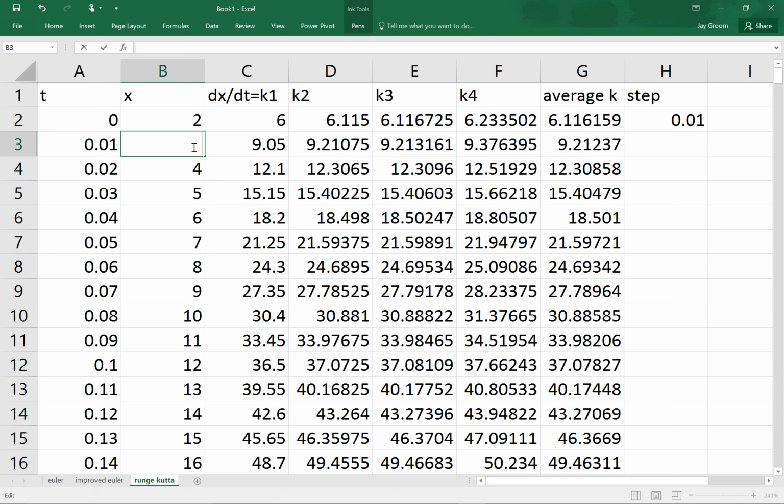All right, so Jay, the consummate idiot here, forgot to actually put in a formula. So remember, it's the previous amount plus, all right, our average slope, okay, times our step size.